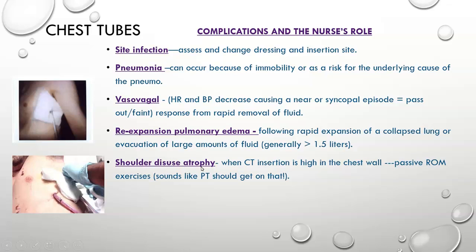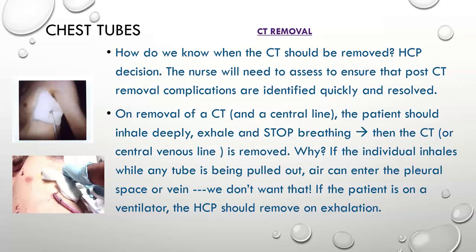Chest tube hurts, and if that chest tube is in the axillary area and high in the chest wall, then that patient's not going to want to move. If they don't want to move that shoulder, then they can get shoulder disuse atrophy. So you, the nurse, should do passive range of motion. To me, it sounds like you need to contact PT, and that's something that they should do because you have a lot to do already.